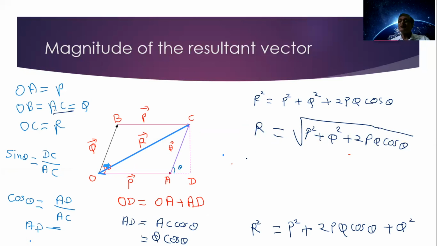And R is nothing but the magnitude of the resultant vector. P and Q are the magnitudes of the individual vectors. And in this way, we can find out the value of the magnitude of the resultant vector.